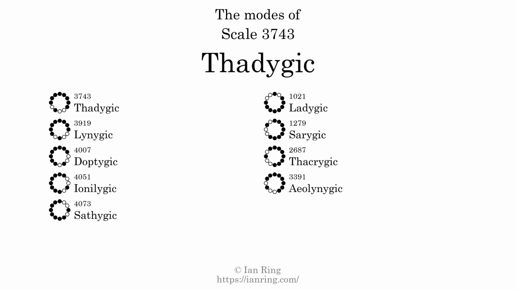The ninth and last mode is scale 3391, also known as Thadygic. It sounds like this.